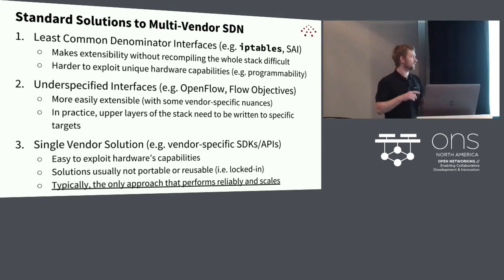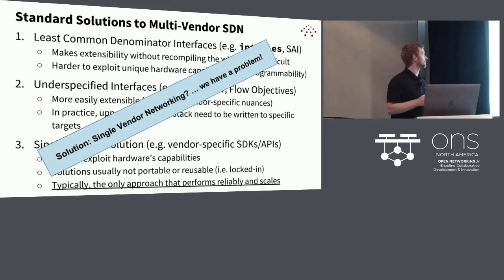And this leads to our third solution, which is the single vendor solution. Use the single vendor's SDKs, APIs, and models. It's really easy to exploit the hardware capabilities, but the problem here is solutions are not typically portable or reusable. And this in practice tends to be the only solution that performs reliably in production and scales up to the limits of a given box. So the solution to multi-vendor SDN is single-vendor networking.